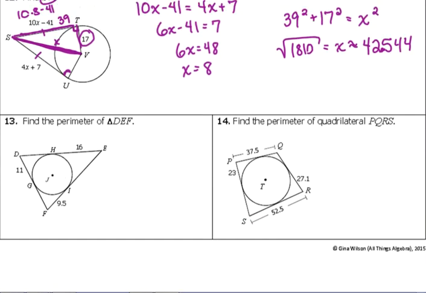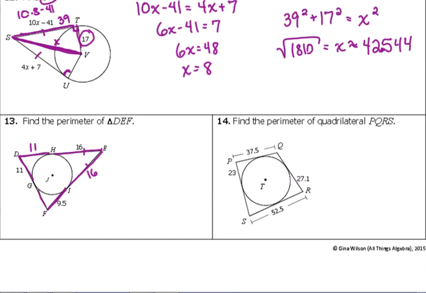Look at 13 and 14. So we're using the properties. It says that if that polygon is circumscribed around this circle, then we form tangent lines, so that means these segments are equal to each other. So if from H to E is 16, then from I to E is 16. If from D to G is 11, then from D to H is also 11.